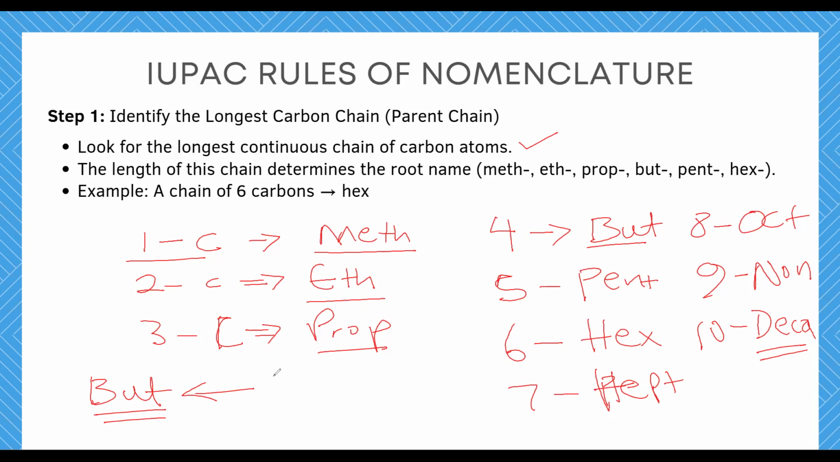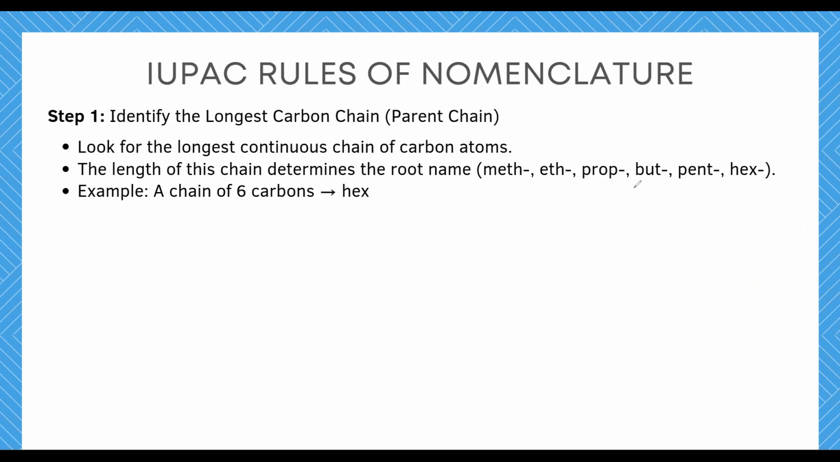Yeah, you have four carbon atoms. Good. It's telling you that that hydrocarbon, that molecule, has four carbon atoms present in its structure. Can you see how the names are important for identifying the structure? Yes, sir. So that is the first step. Look for the longest chain of carbon atoms. When you do that, the length of that chain determines its root name.